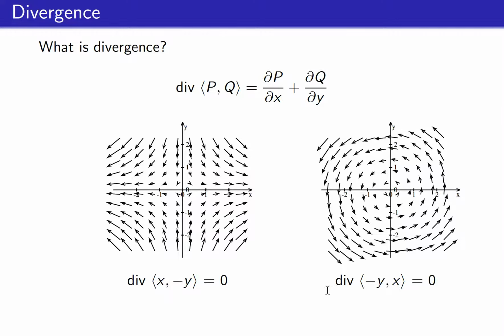Here are some other interesting examples. Here's x comma -y. I've just combined two different ones here. Here, the partial derivative of p with respect to x is 1. The partial derivative of q with respect to y is -1. Add 1 plus -1, you get 0.